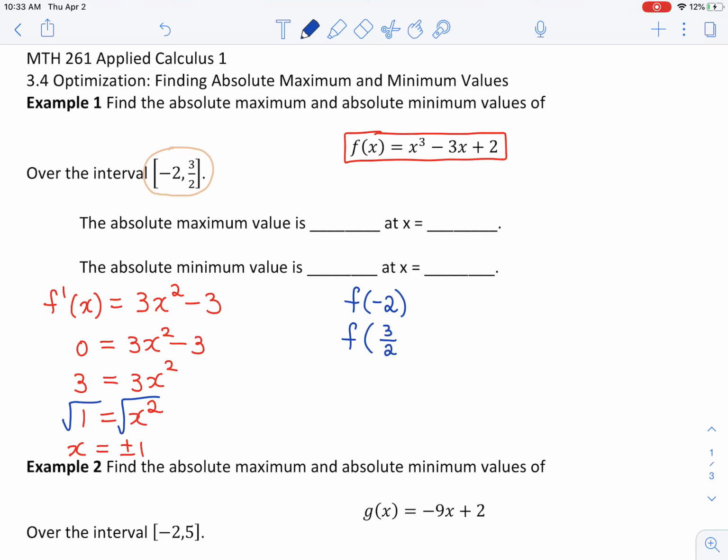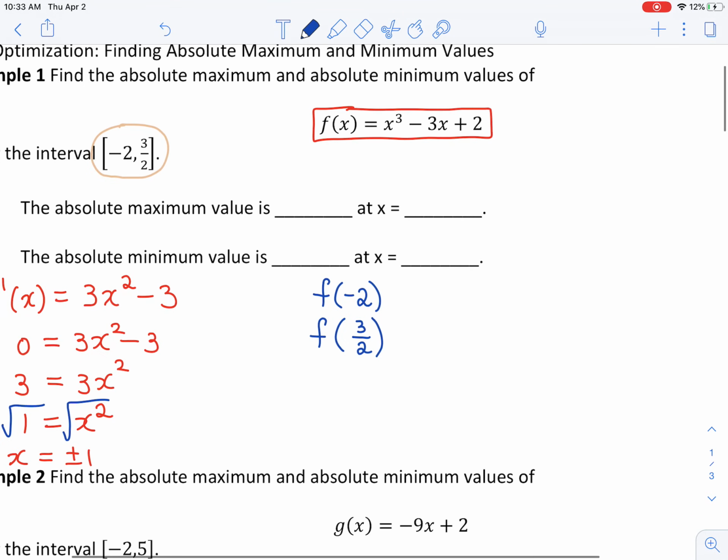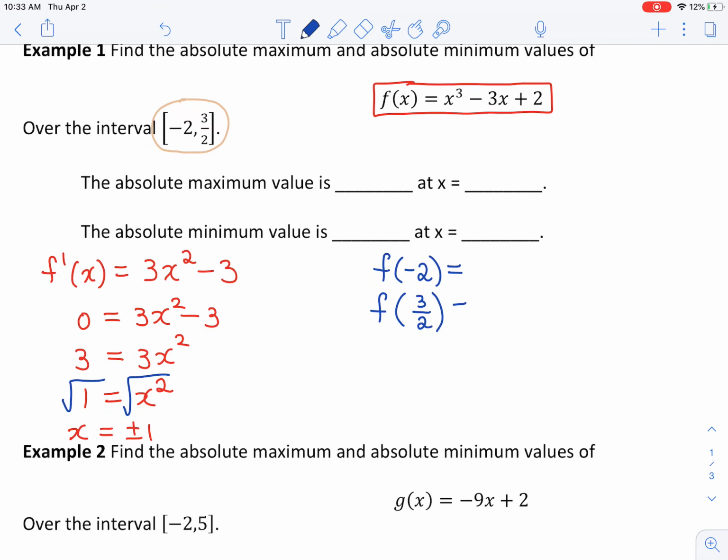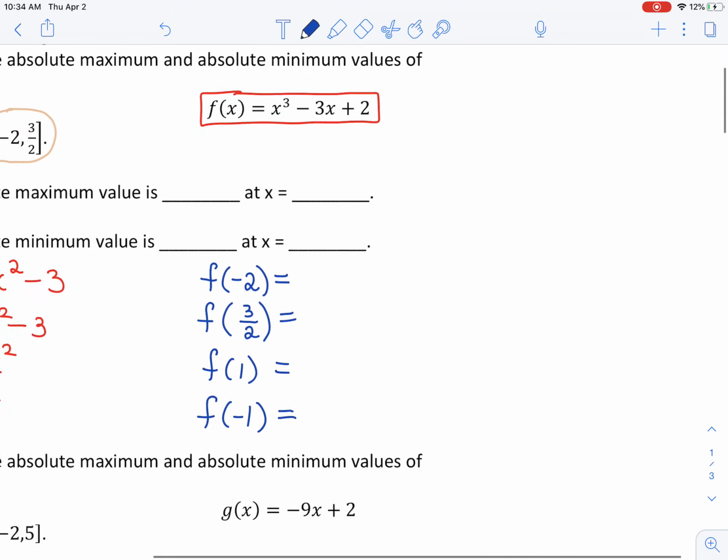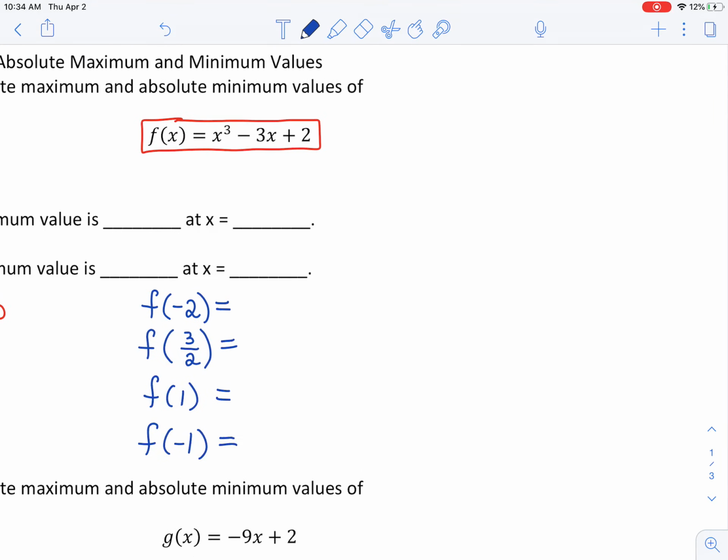It really doesn't have to be in order. You just have to evaluate all your endpoints. So this 3/2 is the second endpoint, the right endpoint. You need those two, but also remember the 2 critical values that we just found, x equals plus or minus 1. So let's find f of 1 and f of -1. After this point, all you really need is your f of x. We're going to plug these 4 numbers into f of x.